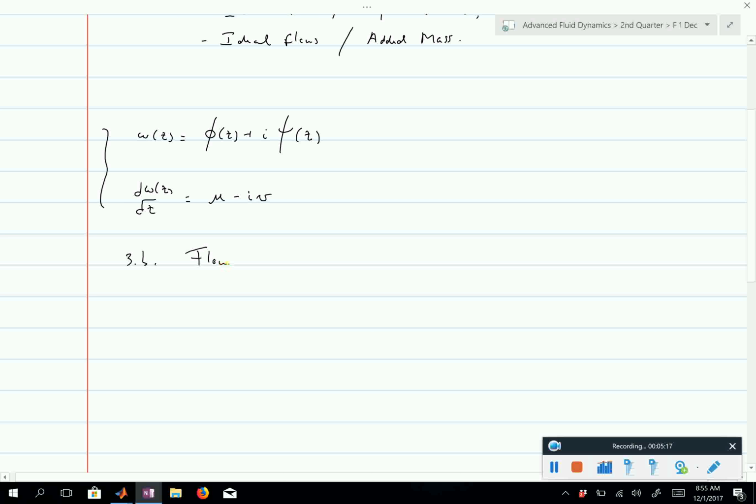Okay, so what we'll do is we will redo the flow around a cylinder.